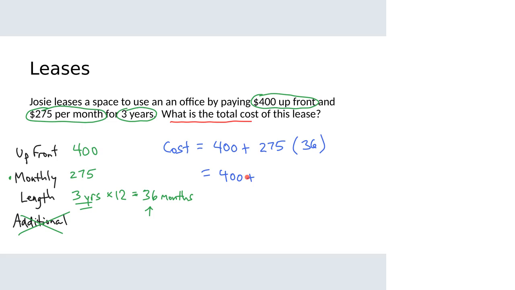and get 9,900. We'll add that to the $400 upfront cost, and the total cost of this lease then is $10,300. Basically, we had to consider all four components to figure out the total cost. Are there any questions about what we did there in finding the total cost of that lease? Excellent. All right. Let's look at something similar, but a little bit different.